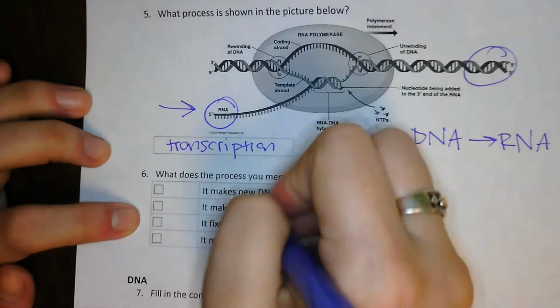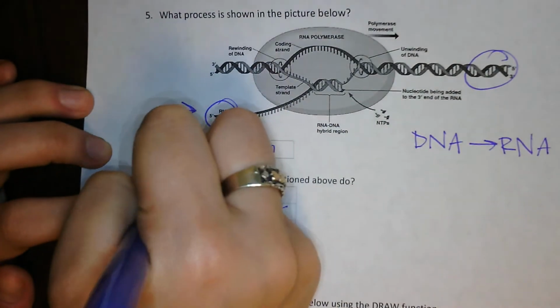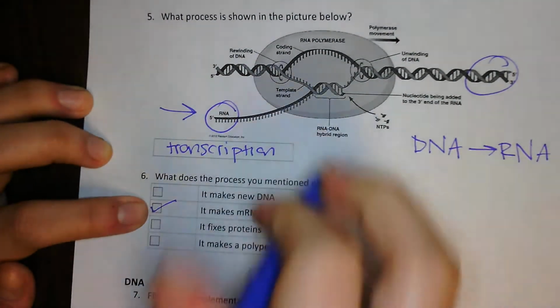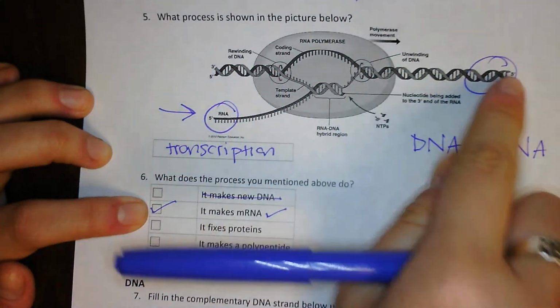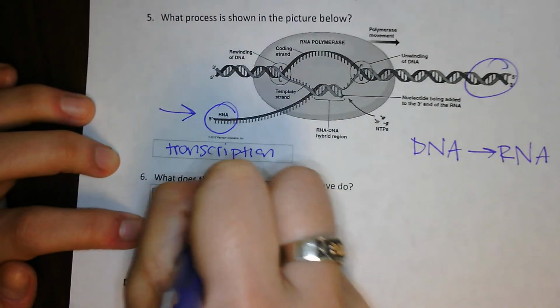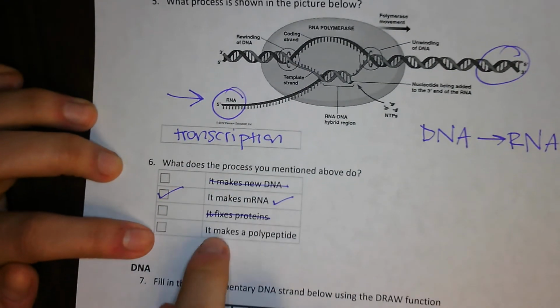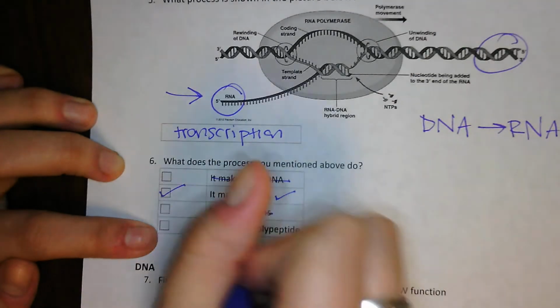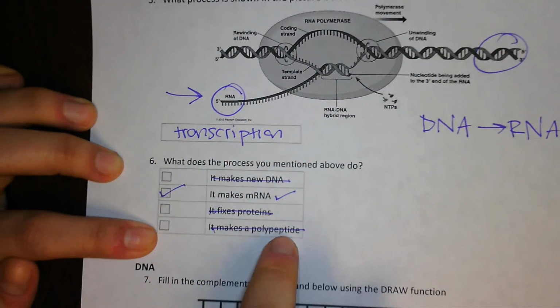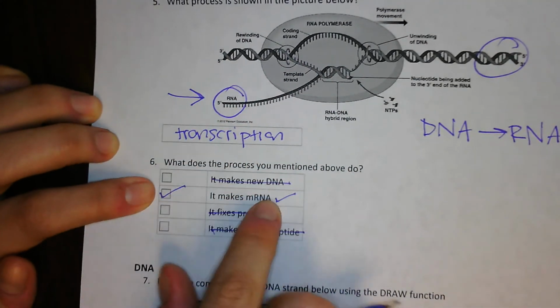It makes new mRNA. It does not make DNA. It uses DNA as a template. It doesn't fix proteins, so we didn't talk about that in this unit. And it does not make a polypeptide. It doesn't make a protein. That is translation. So transcription makes mRNA.